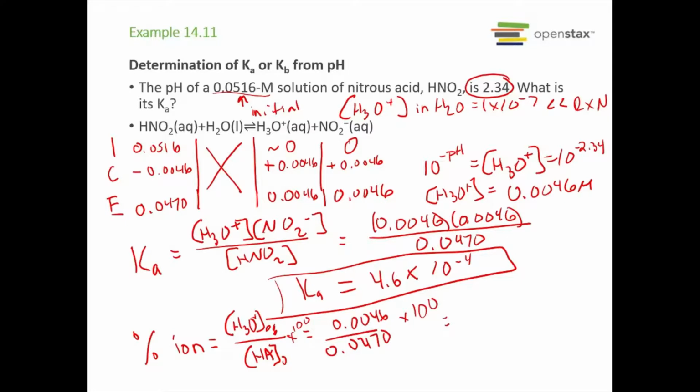So let's grab the calculator. 0.0046 divided by, oops, not 470, sorry, 0.0516. 0.0516 times 100, we get a percent ionization of 8.91%. So that would be where you would use that initial acid concentration.